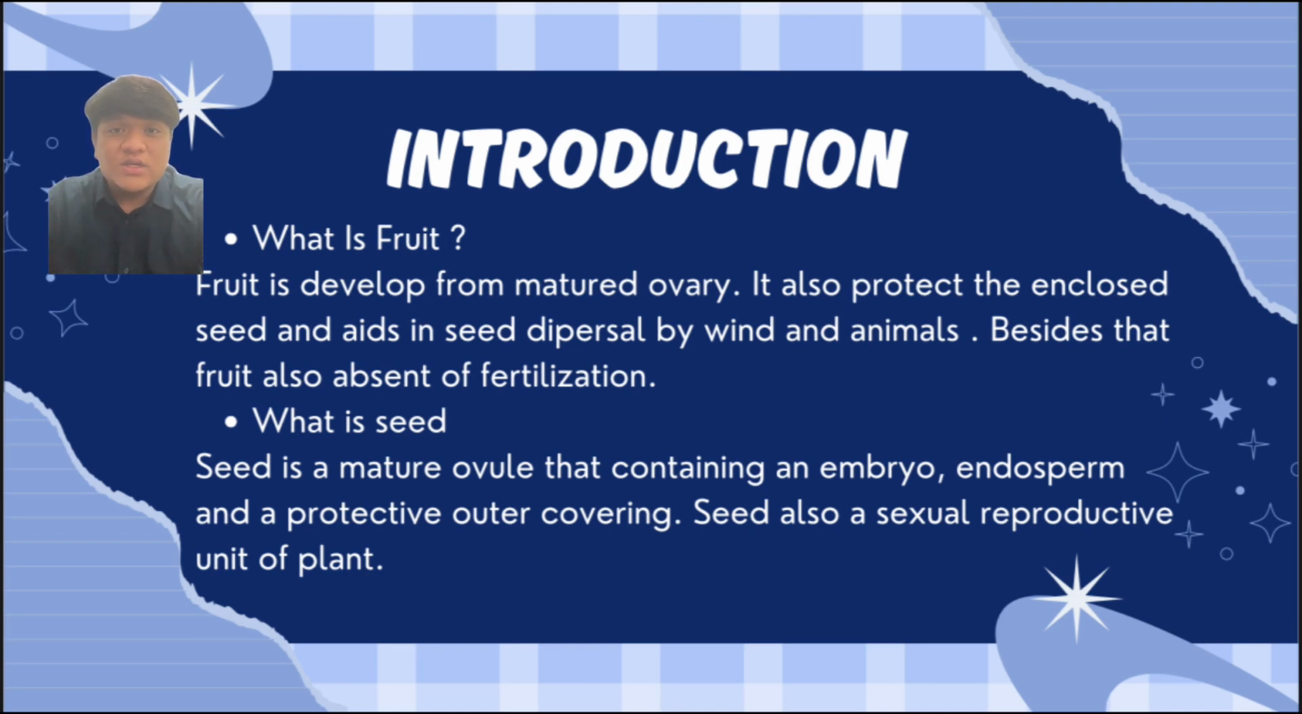A seed is a mature ovule. Inside, it holds a tiny embryo, food storage tissue called endosperm, and a seed coat that protects it. Seeds are the sexual reproductive units of plants. They ensure the plant's life cycle continues by growing into a new plant when conditions are right.